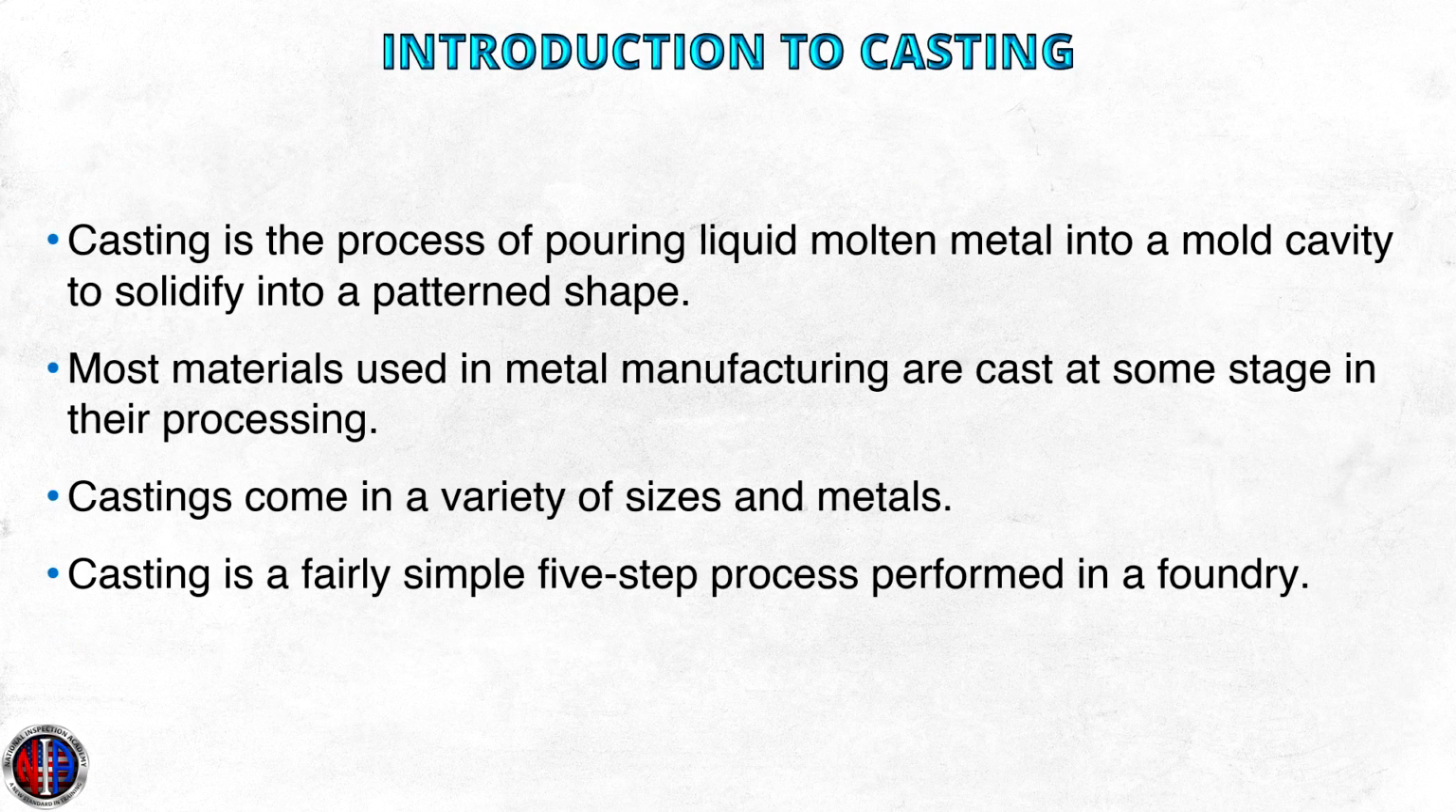Introduction: Casting. Casting is the process of pouring liquid molten metal into a mold cavity to solidify into a pattern shape. It is one of the most basic ways to produce shapes. Most materials used in metal manufacturing are cast at some stage within their processing. Castings come in a variety of sizes and metals.